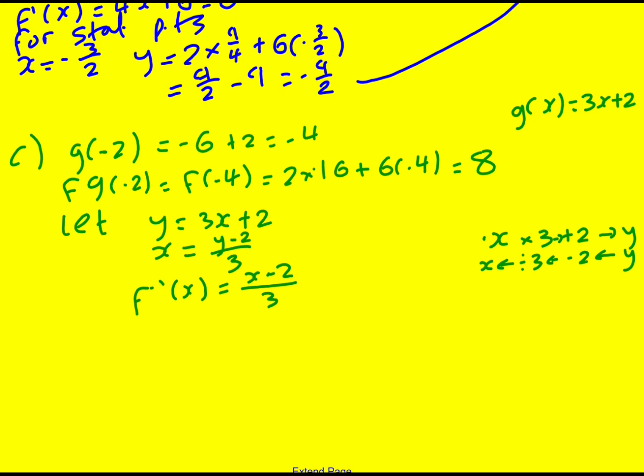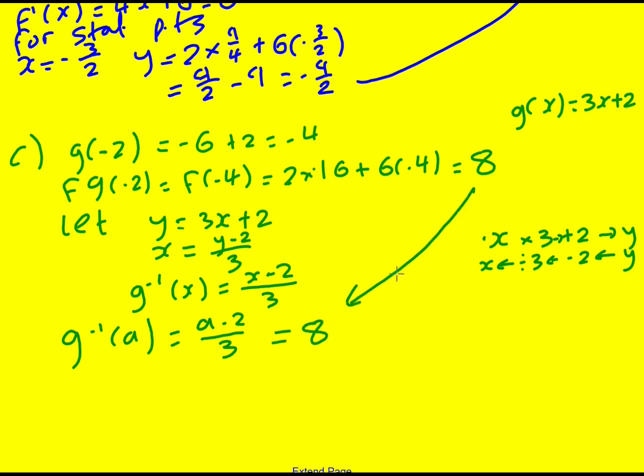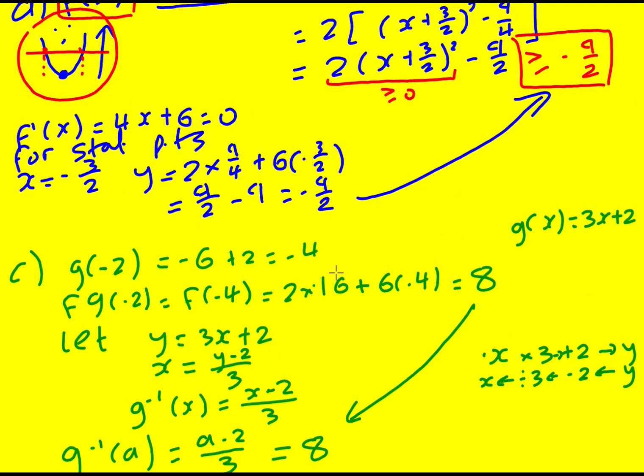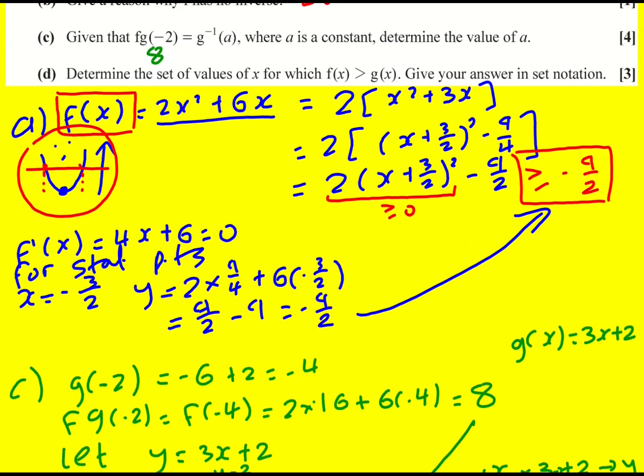That's g minus 1. It looks like an f dash x, doesn't it? It's meant to be minus 1. Apologies, that's actually g minus 1. That means that g minus 1 of a is going to be a minus 2 over 3, and it's going to equal h from before, because remember, that is the equation that we had up here.